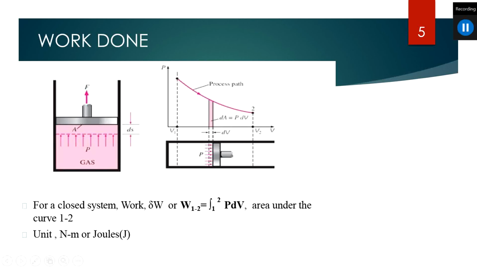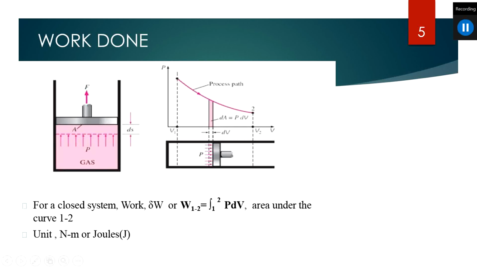So what is work done? Actually, work done is equal to force into displacement, right? Consider this pressure volume graph, and initially the piston is at this position. When the gas pressure increases, the piston moves from 1 to 2. The piston reaches position 2, and the pressure decreases because of this expansion. This is the process path, when the system moves from state 1 to state 2.